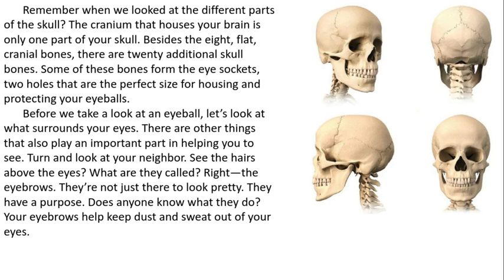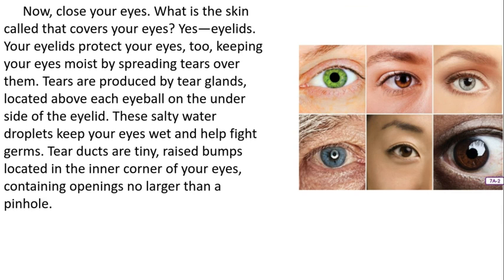Now close your eyes. What is the skin called that covers your eyes? Yes, eyelids. Your eyelids protect your eyes too, keeping your eyes moist by spreading tears over them. Tears are produced by tear glands located above each eyeball on the underside of the eyelid. These salty water droplets keep your eyes wet and help fight germs.